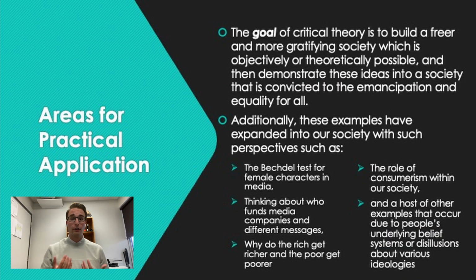Finally, we have areas of practical application. So again, the goal of critical theory is to build a freer and more gratifying society, which is objectively or theoretically possible, and then demonstrating these ideas in a society that is committed to the emancipation and equality for all. Again, emancipation just means freedom, equality, like equity, right? Like I said before, the Emancipation Act.